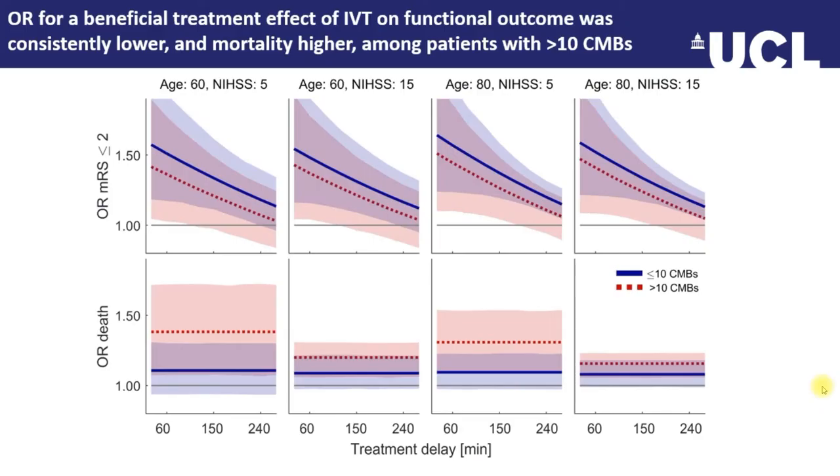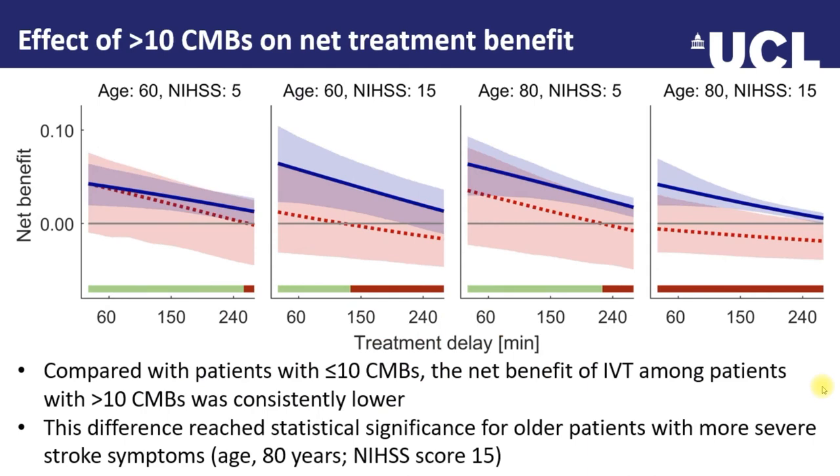This slide clearly shows that in those patients with more than 10 microbleeds, there was less chance of a favourable recovery with the modified Rankin of less than 2, and there was also a higher odds ratio of mortality by 3 months. This is the most important result that shows that those patients with more than 10 microbleeds consistently had less net clinical benefit, and this was statistically significant for older patients over the age of 80 with more severe strokes, which you can see on the right-hand panel.